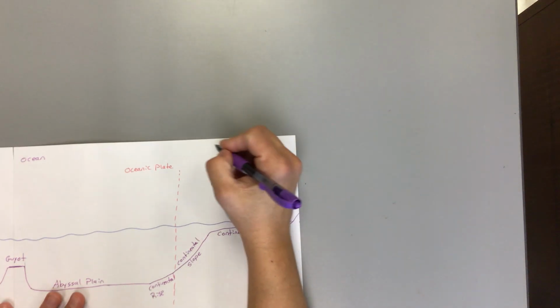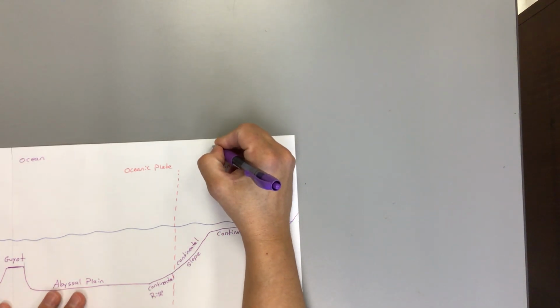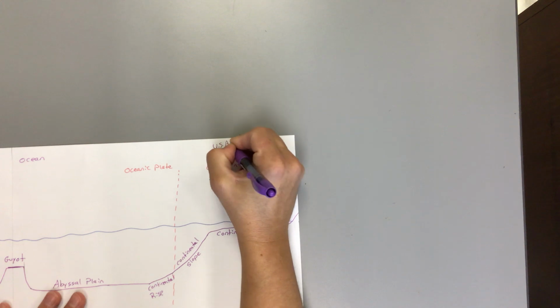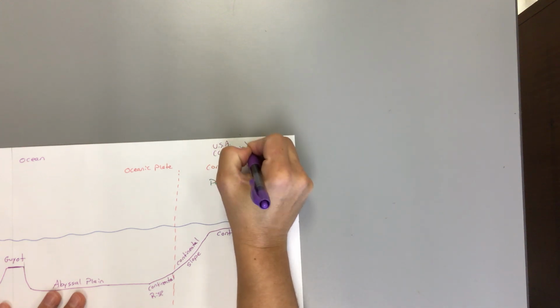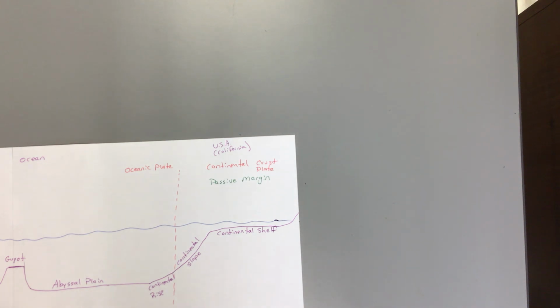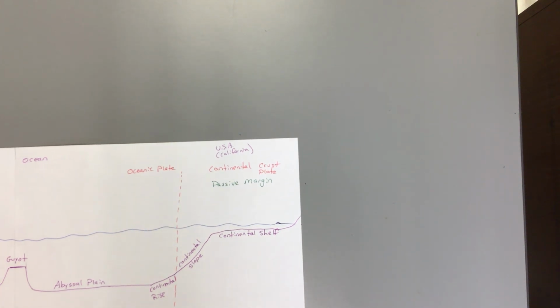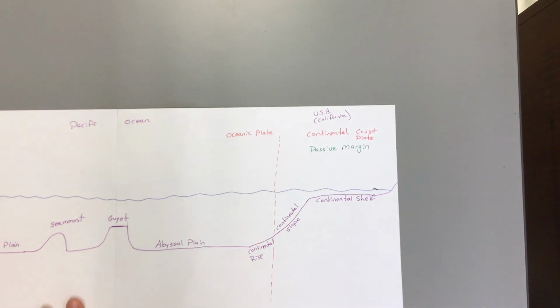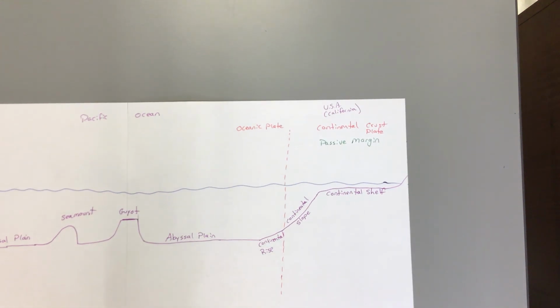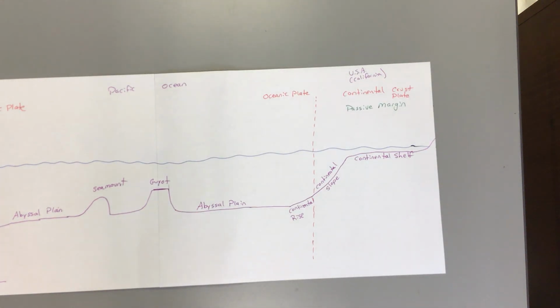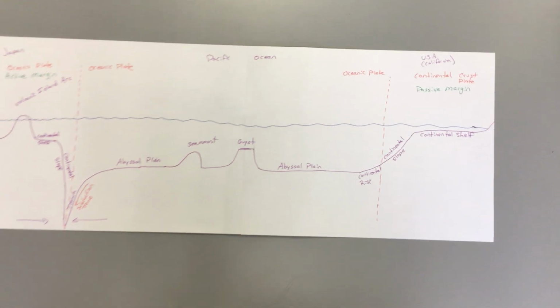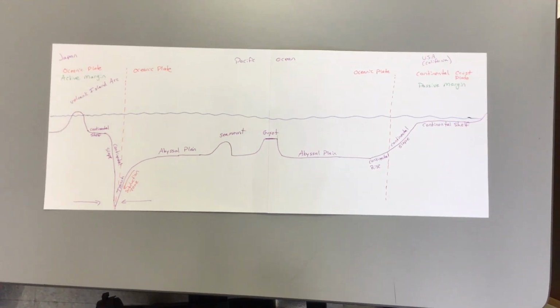And I guess I should label this side. This side's going to be the United States. I kind of said California because in northern areas, like Washington, we don't really have much of a passive margin anymore. And that's why we have the volcanic mountain range, like Mount St. Helens over there. Okay, so that's the Pacific Ocean. I'll zoom out here so you can see.